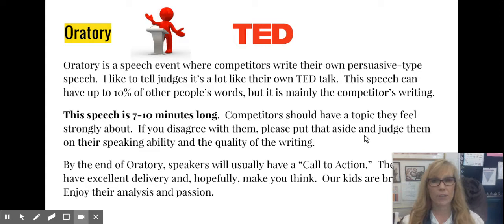Competitors should have a topic they feel strongly about. Now, one thing I would caution you as a judge is because they're taking a side and they're trying to be persuasive, if you disagree with them, if your set of morals is different from their set of morals, whatever it is, please put that aside and judge them on their speaking ability and the quality of the writing within the oratory. So please have an open mind with these. I actually had a judge once yell at one of my kids because they didn't agree with their topic and they thought they took the wrong side. So please don't do that, right? Let's not punish these kids for trying to take a stand on something they feel strongly about.